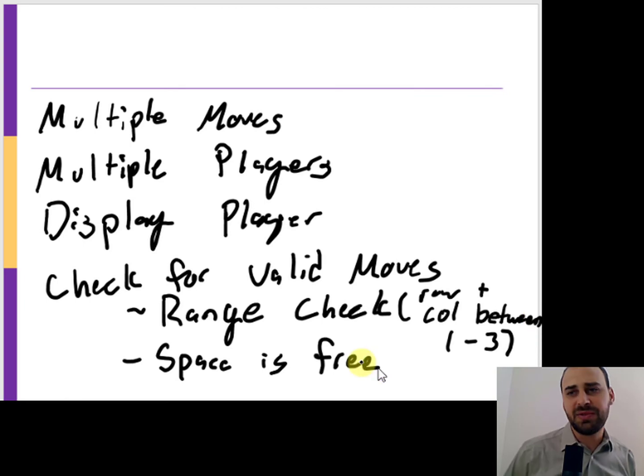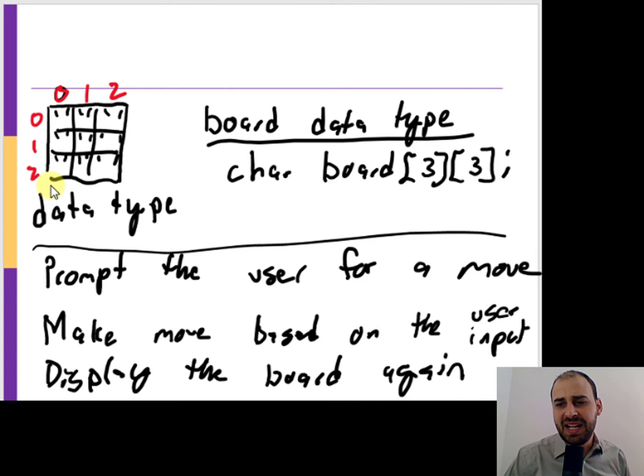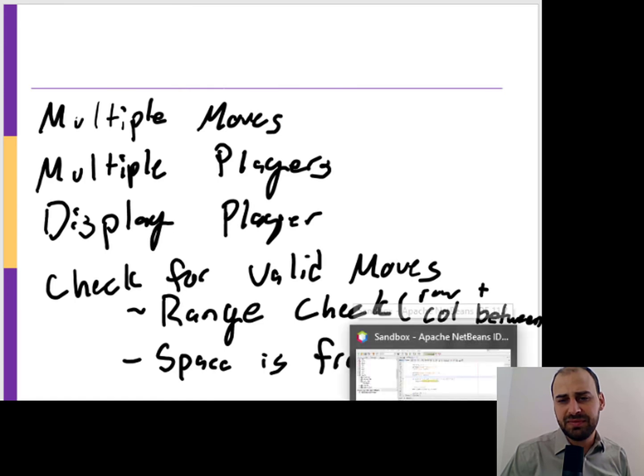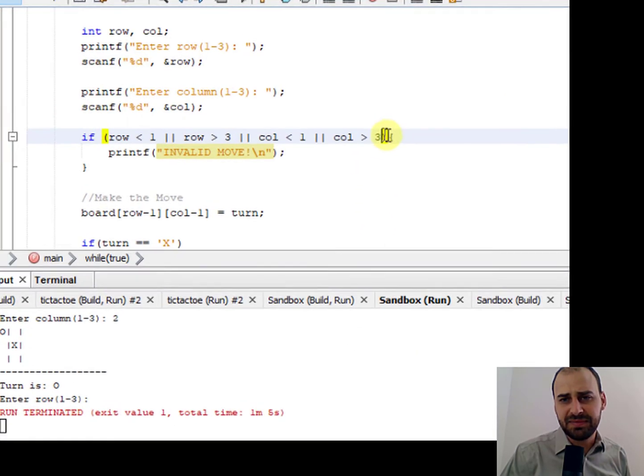We'll say space is free. Well, how do we know if the space is free? We kind of go back to how we initialize the board here. If it's a blank space, it's free. So we want to check that too to determine if it's a valid move. Let's do that first here.